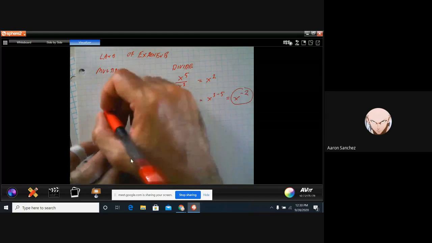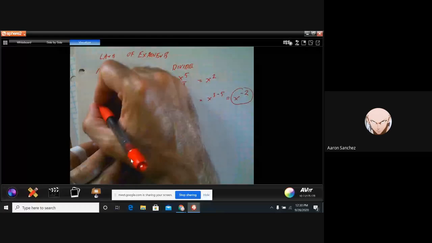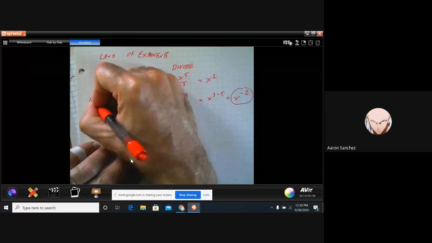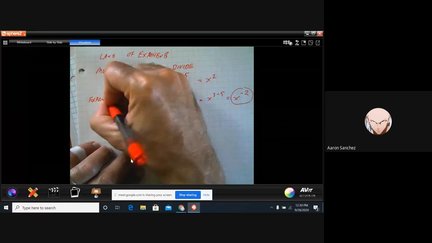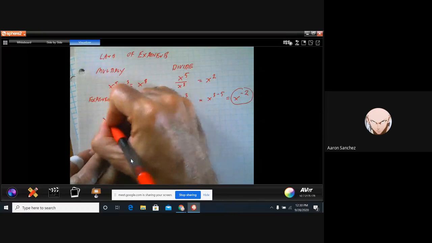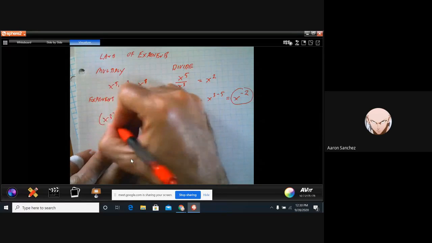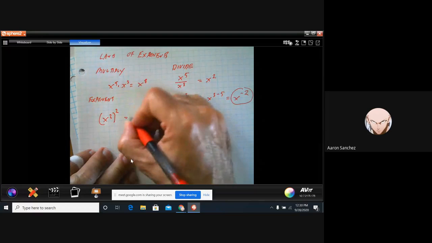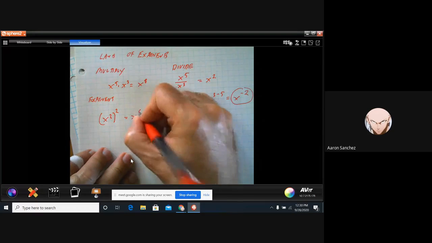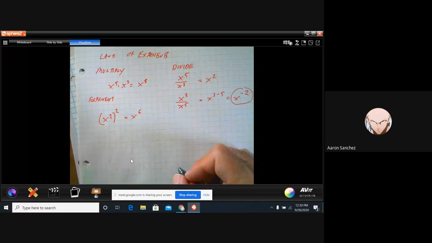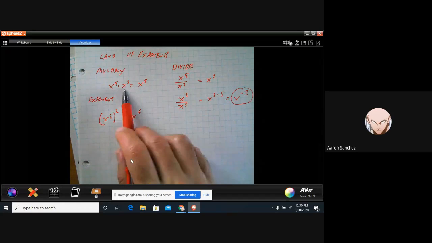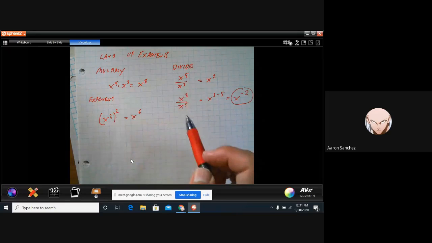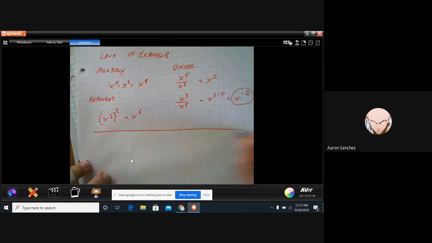We can also raise the exponent, exponent of an exponent. If I say x to the third raised to the second power, then you multiply those and it becomes x to the sixth. Okay? So those are the rules. If the base is the same, you add when multiplying, you multiply when raising a power, and you subtract when dividing. Now, stop me if I'm going too fast.